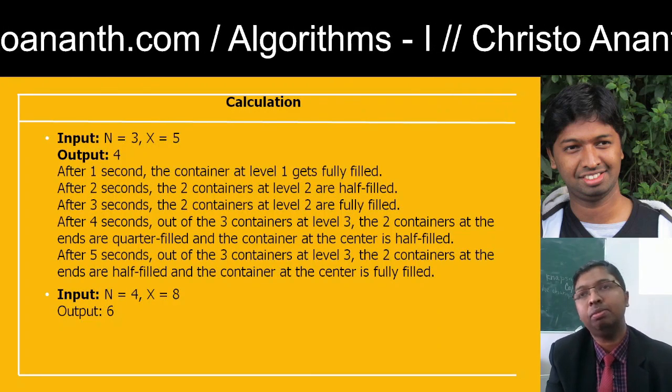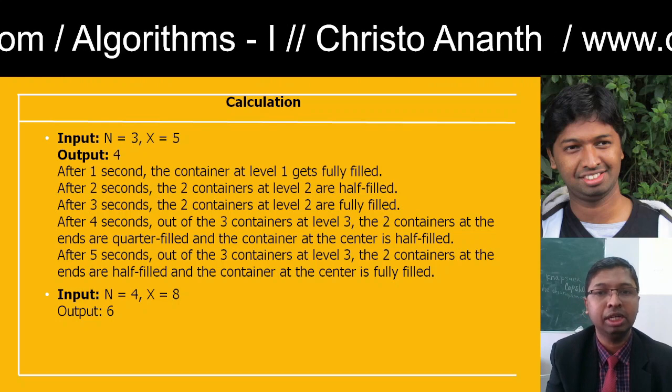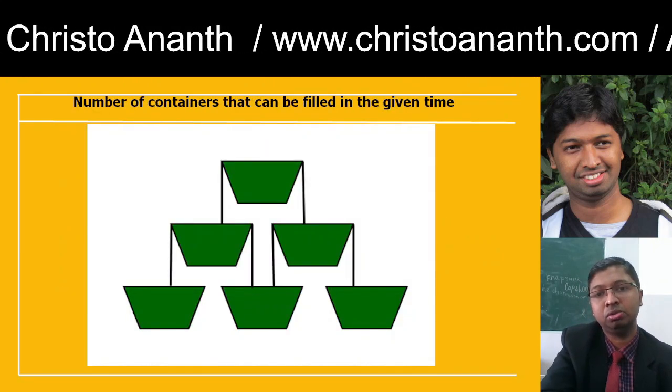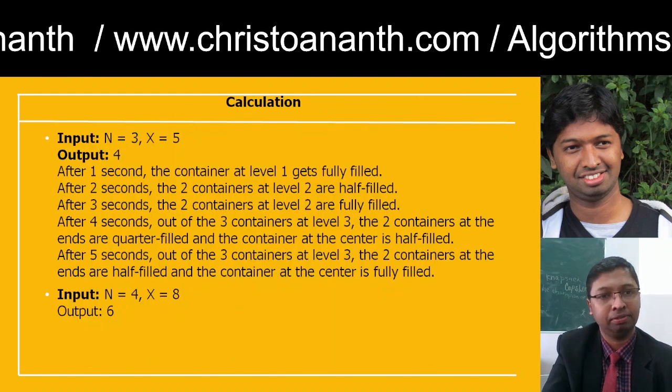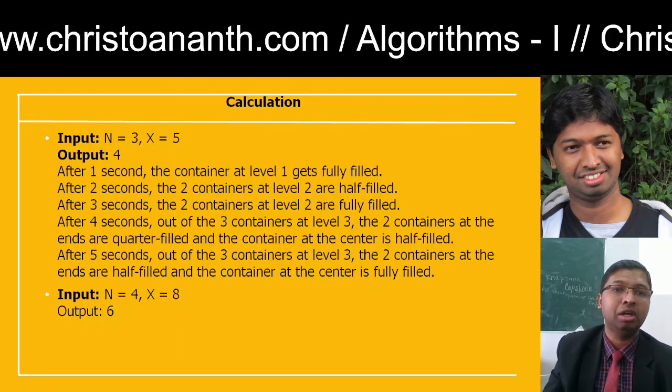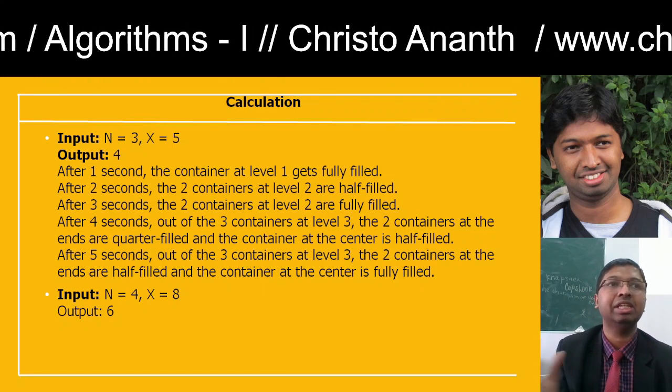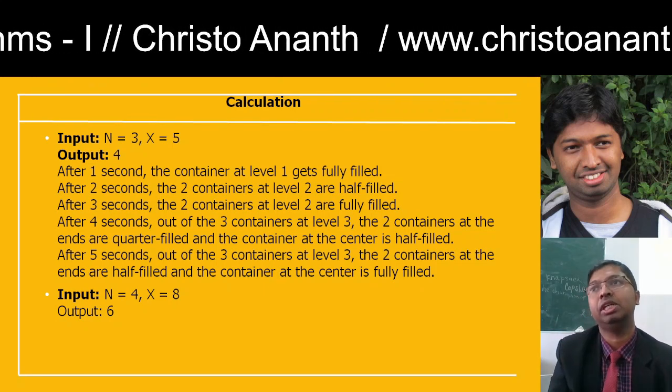So here we will have the input n equal to 3 and x equal to 5. If you can see 1, 2, 3, we will have the value. The output will be the intermediate value depending on n as well as x.